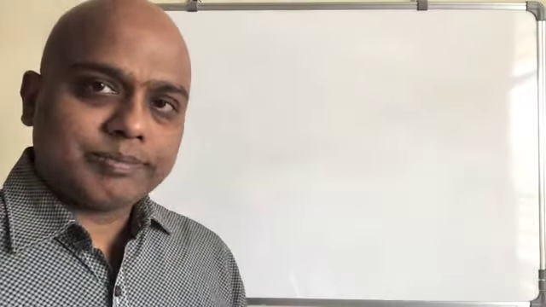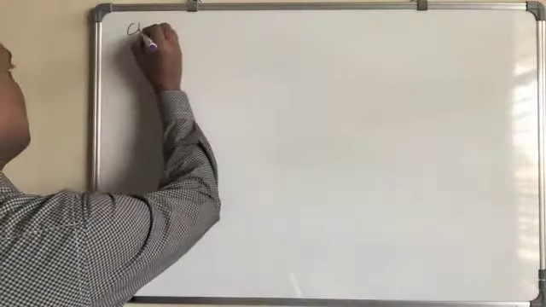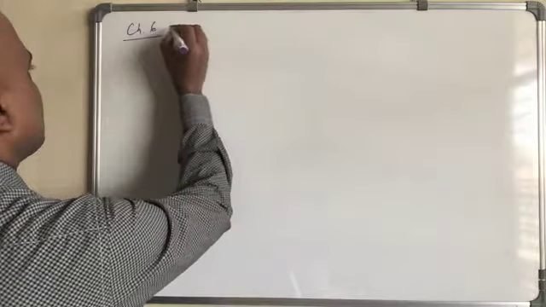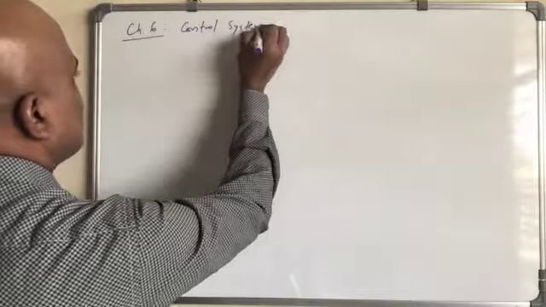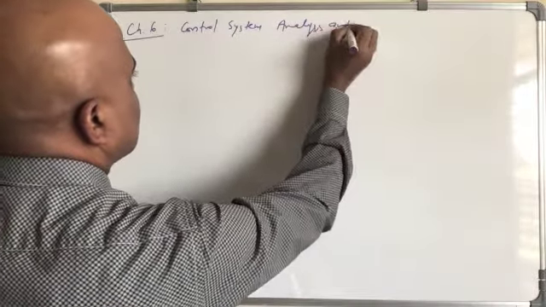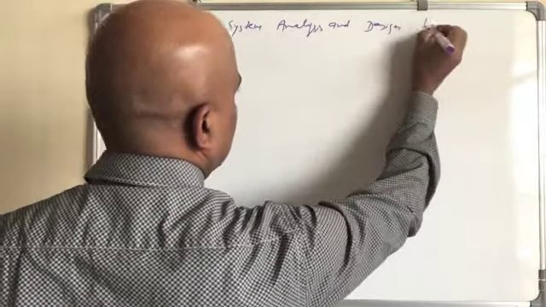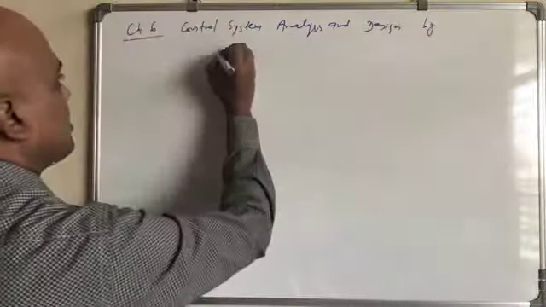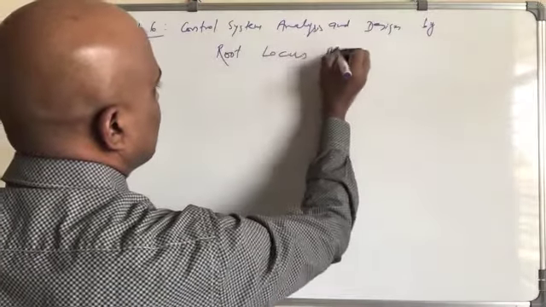Hello students, today we are going to start a new chapter. This is chapter number 6, and this is about control system analysis and design by root locus method. So, root locus method.